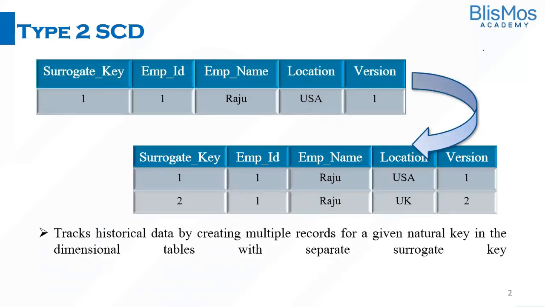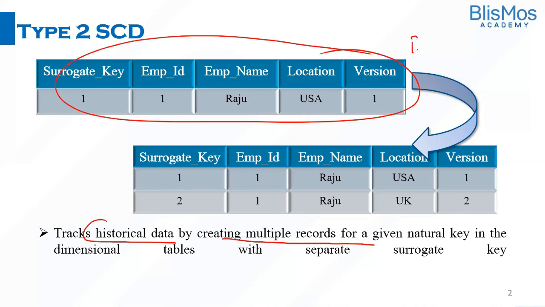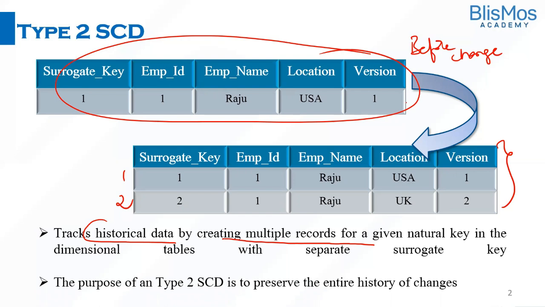In type 2, we are tackling the changes by tracking the historical data. How are we tracking the historical data? By creating the multiple records. This is the data before the change. After the change, we are tracking the historical data by creating the multiple records. In type 2 SCD, we tackle the slowly changing dimension by recording the history in different rows.